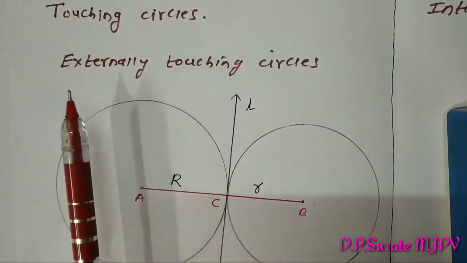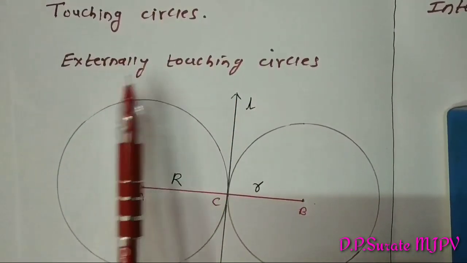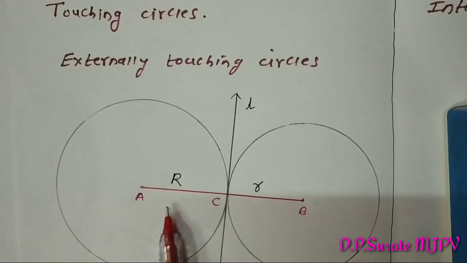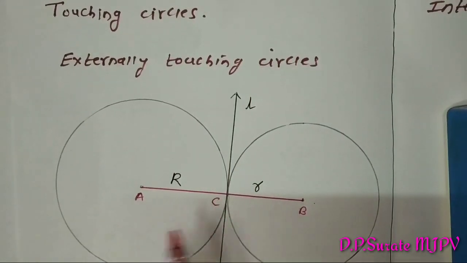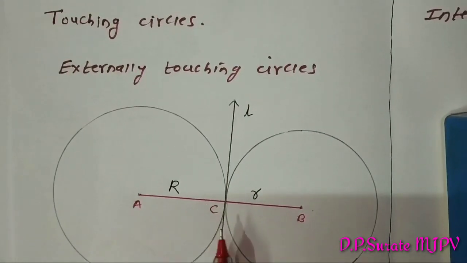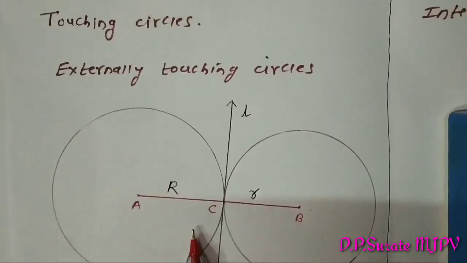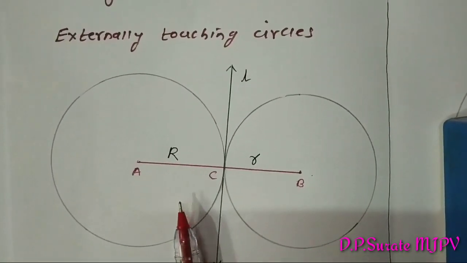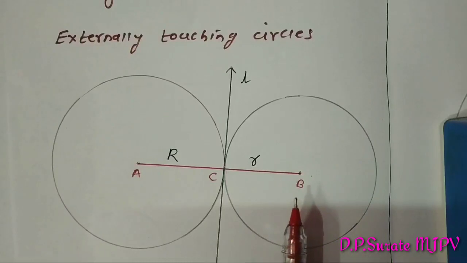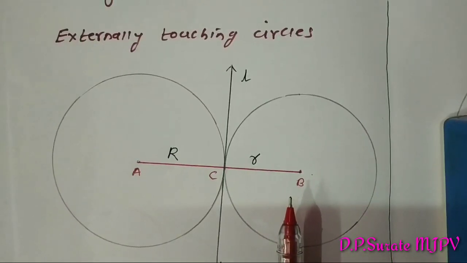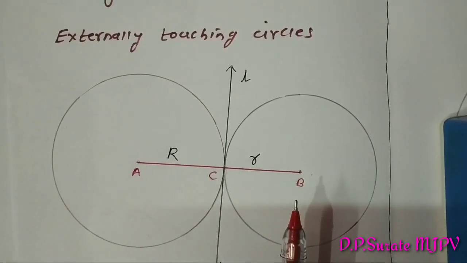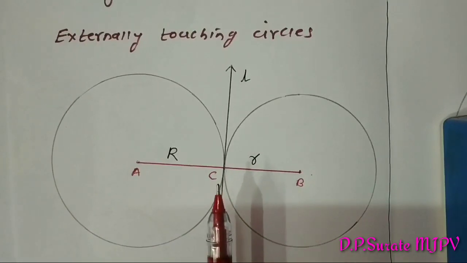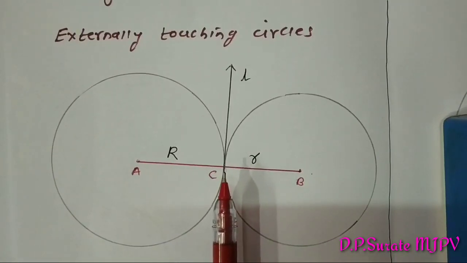Touching circles. Externally touching circles. If two circles touch each other externally, now here see A and B. A and B are the centers of the circles. These two circles touch each other externally at point C.